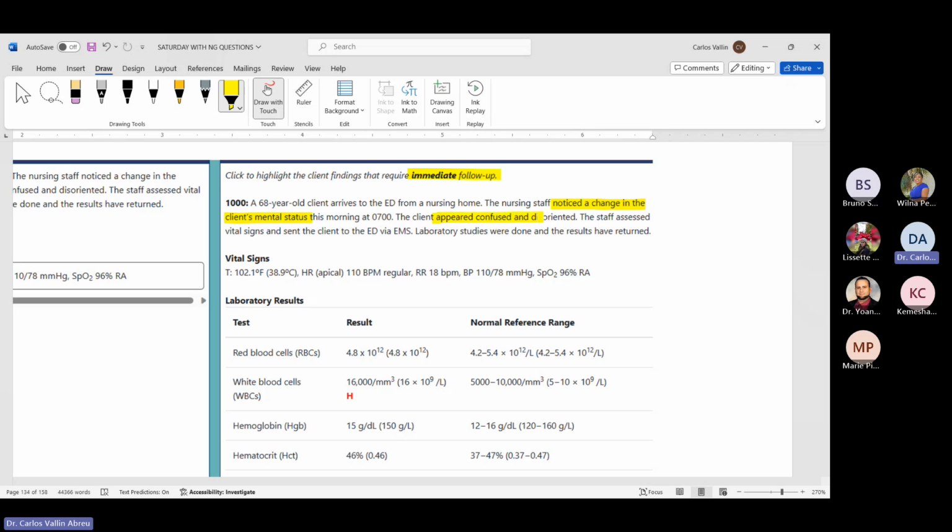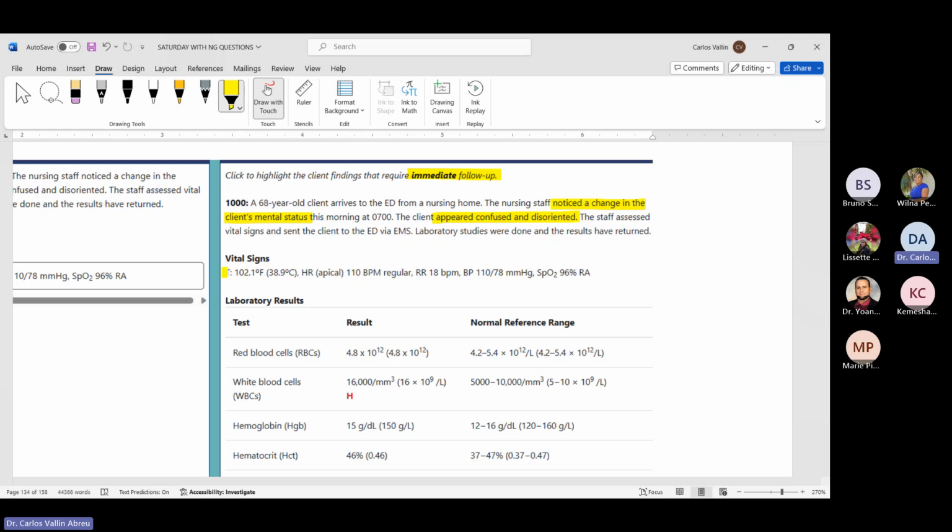The client appeared confused and disoriented. It's reinforcing that for that reason, we need to agree that this is also important. The client was assessed and sent to the ER via EMS. This is not immediate follow-up. Laboratory studies were done and the results, this is not what I need to highlight.